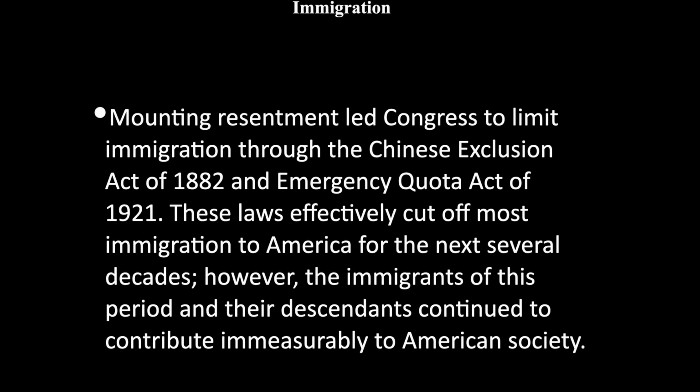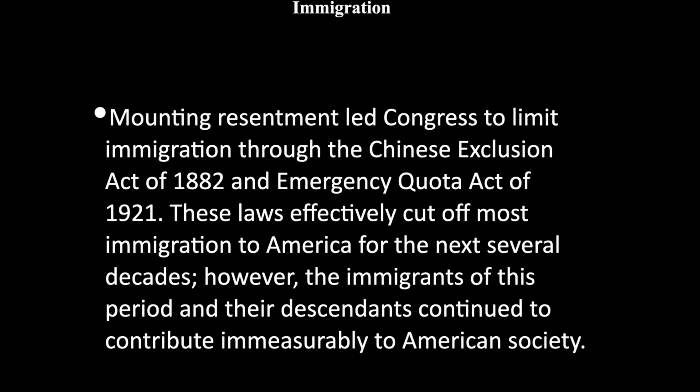So, mounting resentment led Congress to limit immigration through the Chinese Exclusion Act of 1882 and the Emergency Quota Act of 1921. These laws effectively cut off most immigration to America for the next several decades. However, the immigrants of this period and their descendants continue to contribute immeasurably to American society.